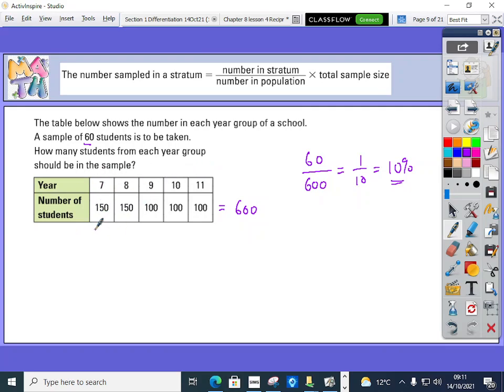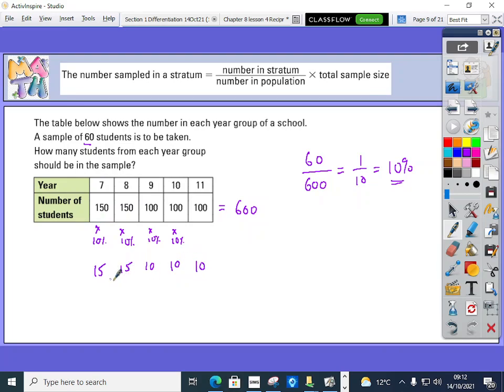So 10% of 150 is 15. You can write this down, but you don't need to. That's 15, so you need 15 in that sample. Same process here, times that by 10%. You need 15 year 8 students, times that by 10%. You need 10 year 9 students, times that by 10%. That's also 10, and obviously that's also 10.